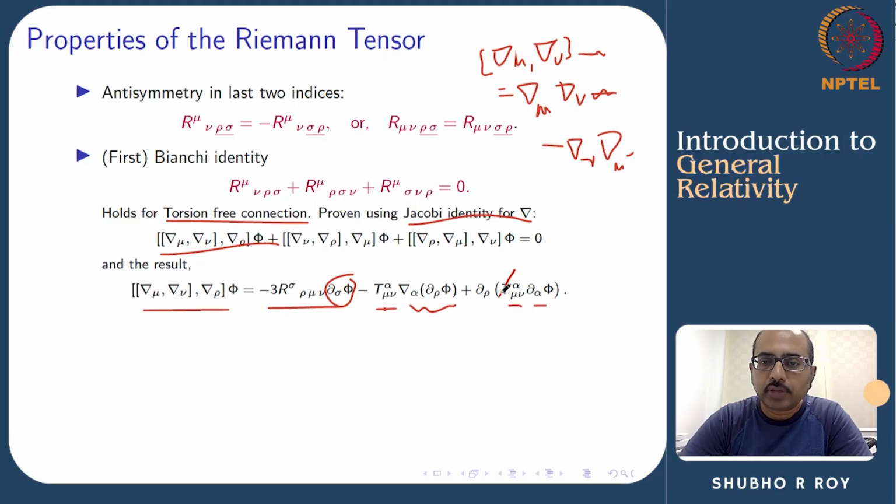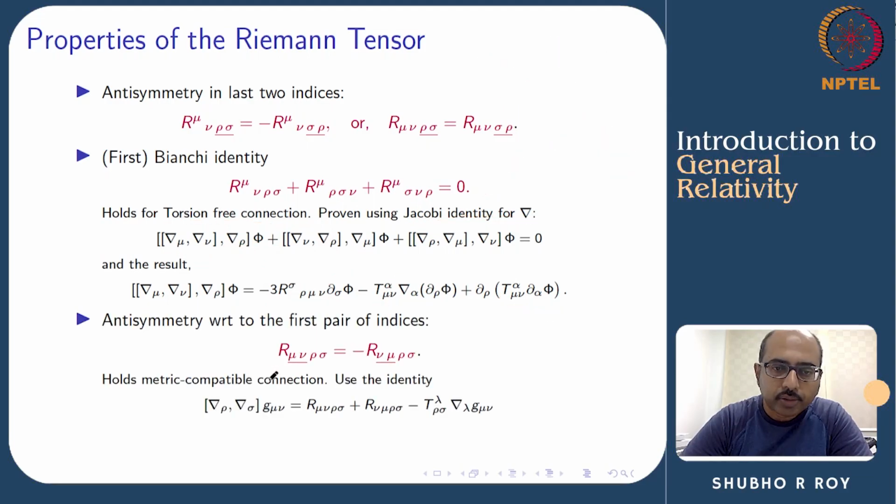So if the torsion tensor vanishes, these two terms will drop out, and each of these terms will be given in terms of the Riemann tensor times some derivative. And you can show that being 0 implies the Bianchi identity. To be technical, this is only called the first Bianchi identity. There is a second Bianchi identity, which we will discuss a bit later.